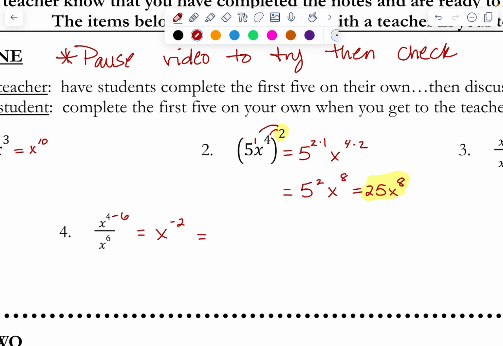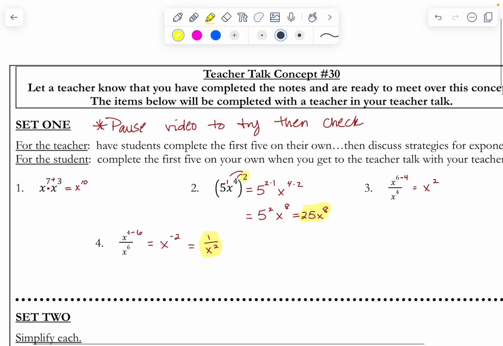The reciprocal of x to the power of negative 2 is 1 over x to the power of 2. And since we've flipped that and found the reciprocal, we now have a positive exponent. 1 over x to the power of 2 is our simplified answer. Check your answers and make sure they are the same.